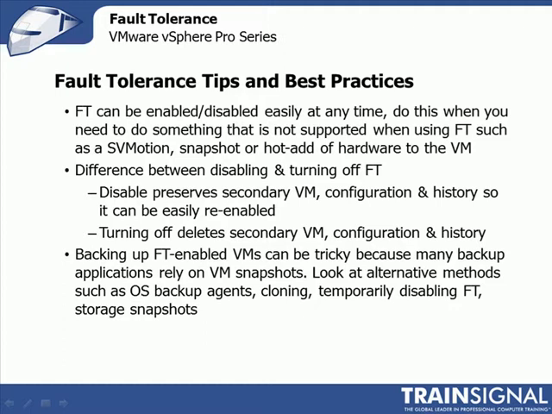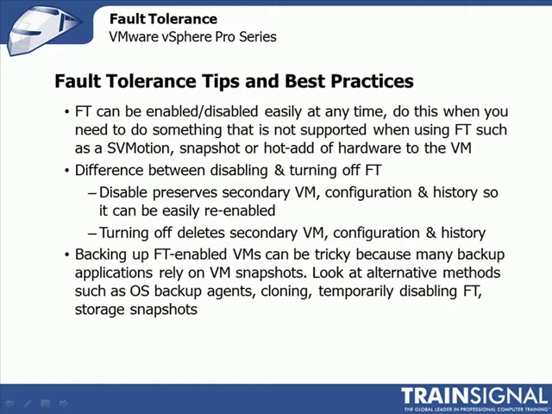There is a difference between disabling fault tolerance and turning it off completely. Disabling fault tolerance preserves the secondary VM, the fault tolerance configuration, and history so it can be easily re-enabled later on. Turning off fault tolerance deletes the secondary VM and all configuration information and history.